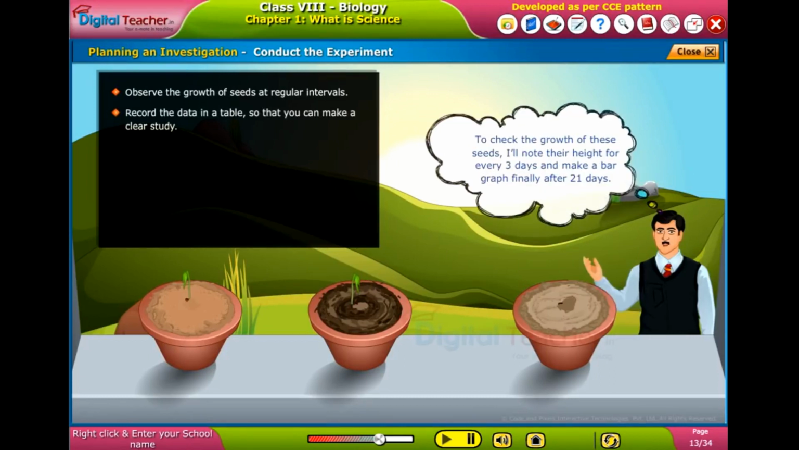To check the growth of these seeds, I will note their height every 3 days and make a bar graph finally after 21 days.